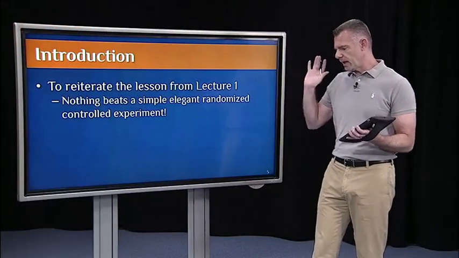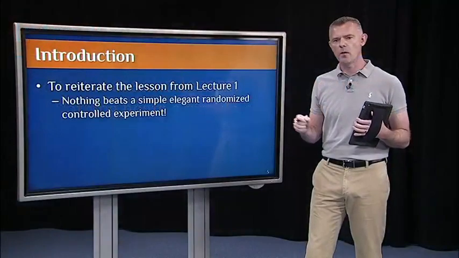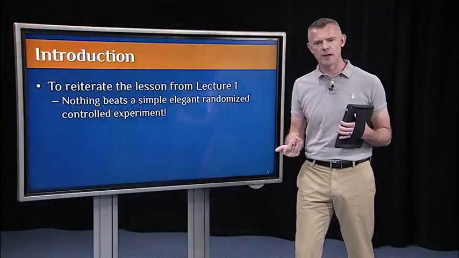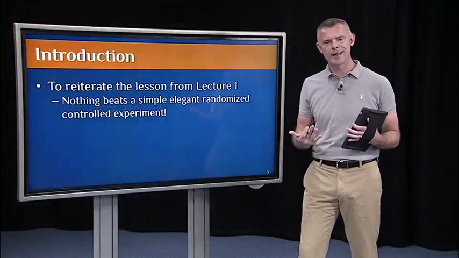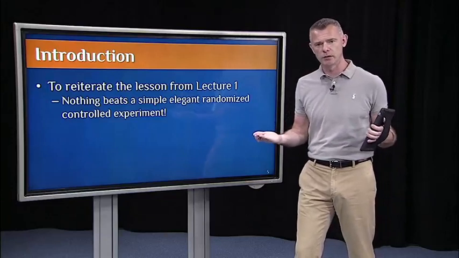Well, I think it really reiterates the main lesson from Lecture 1, which is just critical, that nothing beats just a simple, elegant, controlled randomized experiment. If you want to make strong claims about causality, if you want to understand the mechanism underlying the relationship between 2 variables.